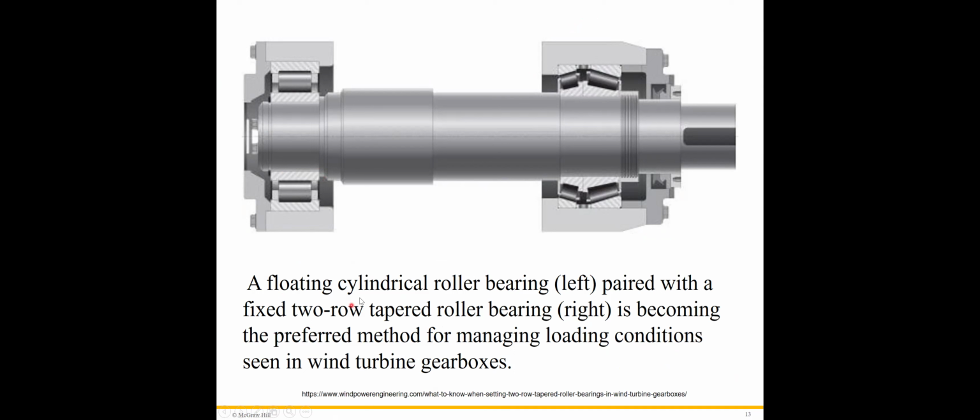The floating cylindrical roller bearing on the left here is a straight roller bearing, which can only carry the radial force, but no axial load. And on the other side is a fixed two row taper roller bearing, so we have one and two. It is becoming the preferred method for managing loading conditions in wind turbine gearboxes.